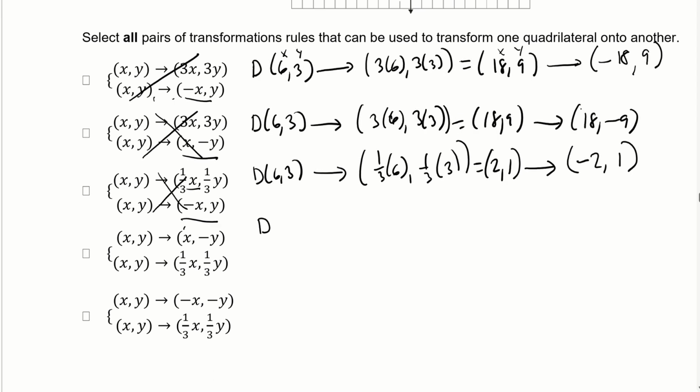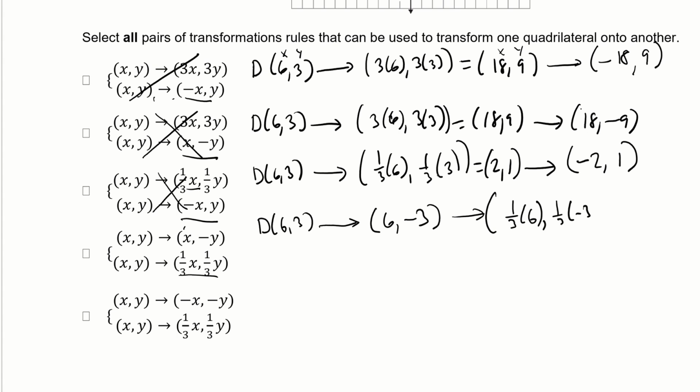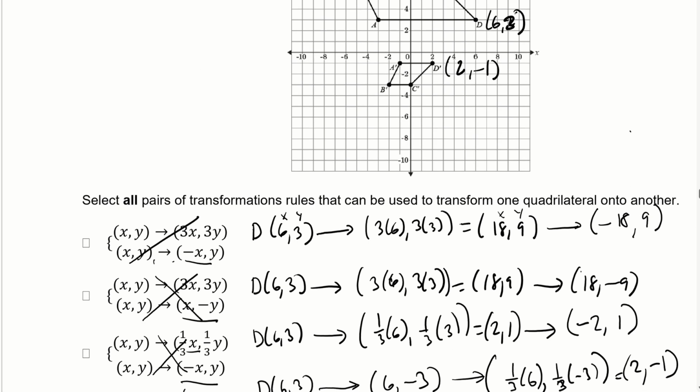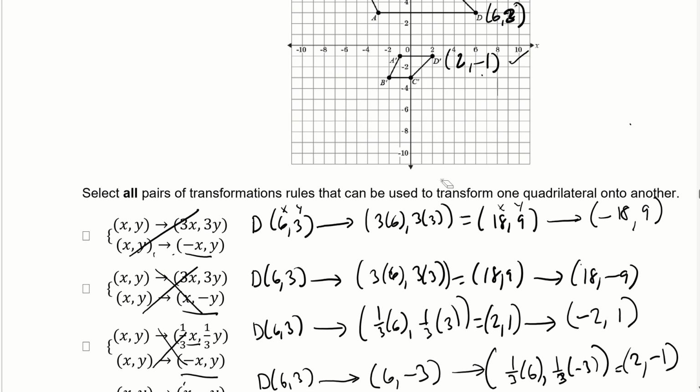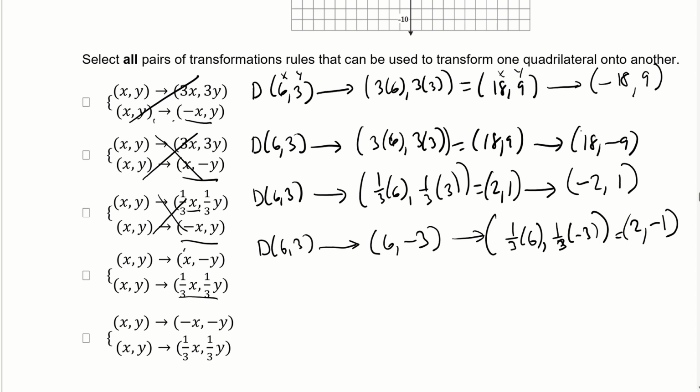And then let's try the next one. This is going to be x, negative y. So let's see. That means the y is going to be negative. Have a negative there. So we got 6, negative 3. Then we're going to apply this transformation. 1/3 times x, 1/3 times y. So 6 divided by 3 is 2. And then negative 3 divided by 3 is negative 1. So we got 2, negative 1. Yes, that does match up, right? So this does match up. So we're going to pick this one right here.